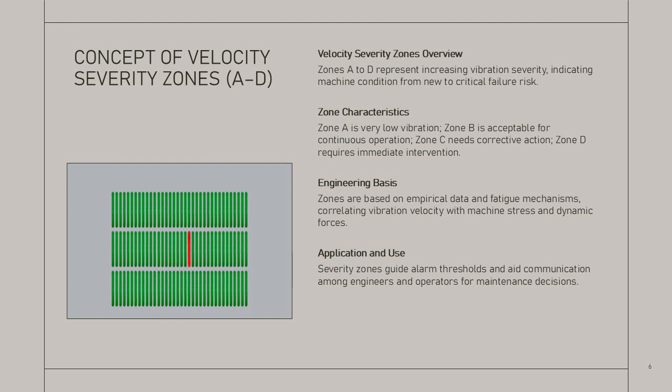Vibration velocity is particularly effective for defining these zones because it correlates with dynamic forces and stress levels within machine components. The zone boundaries vary depending on machine class and mounting conditions, acknowledging that larger or more flexible machines can tolerate different vibration levels than smaller or rigidly mounted ones. Severity zones provide a visual and intuitive way to communicate machine condition to engineers, operators, and management, facilitating informed decision-making. They also serve as the foundation for setting alert and danger alarm thresholds in vibration monitoring systems.